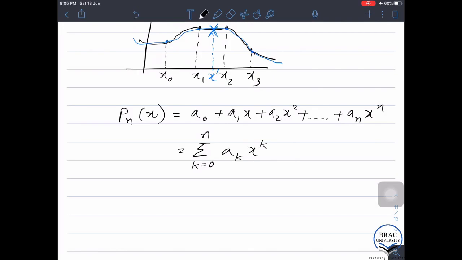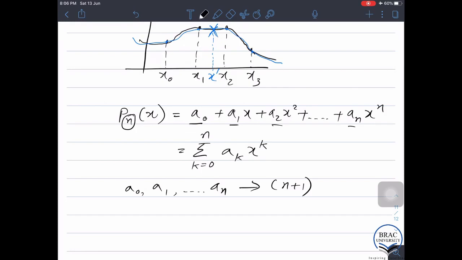Now we have to understand that if I want to find a polynomial of degree n, then we need to know all these coefficients, right? So we need to know from a0 to an. And how many of them are there? There are n plus 1 of them, right? Because you have started counting from 0.